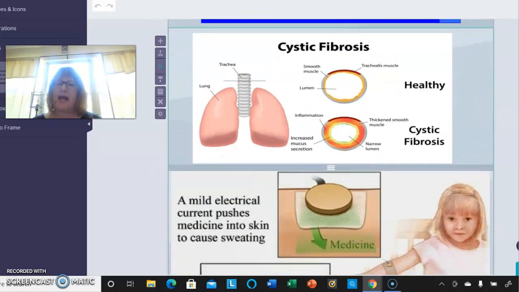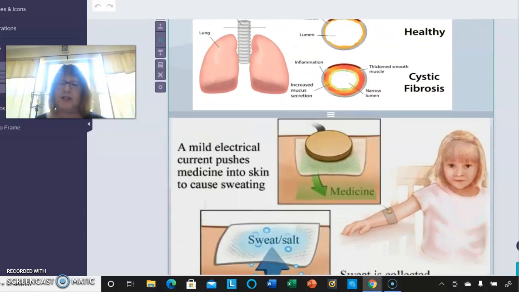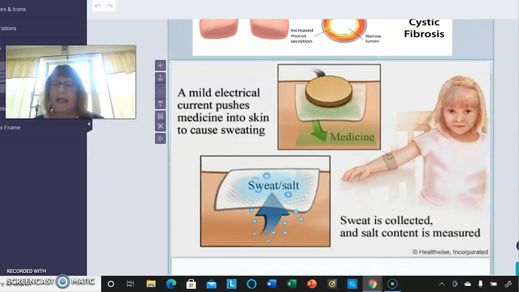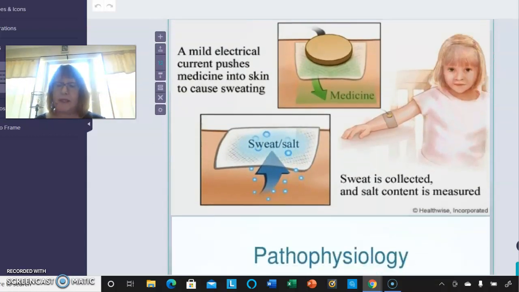The next disease process is cystic fibrosis, which affects cells that produce mucus, sweat, and digestive juices, and causes these fluids to become thick. The diagnosis of cystic fibrosis is usually made at a very young age, and it's through a sweat test.